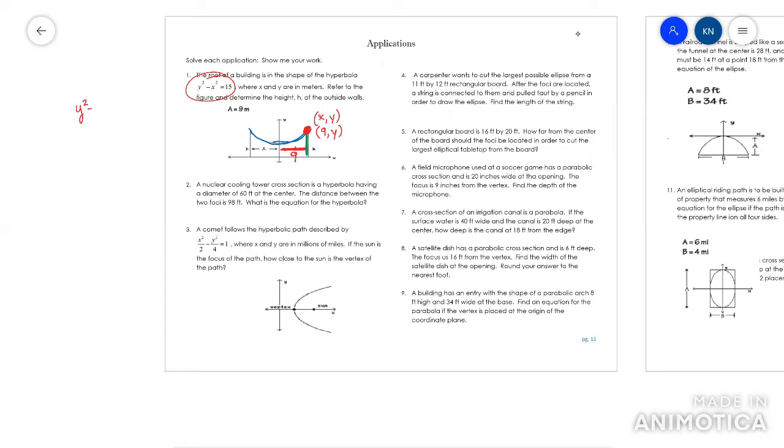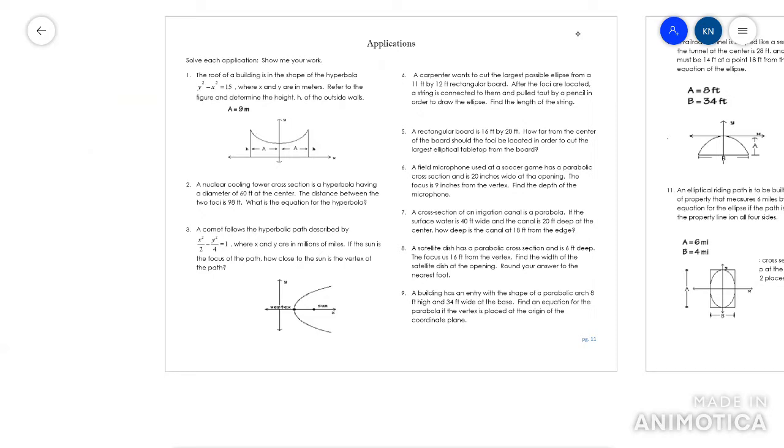So it'd look like this: Y squared minus 9 squared equals 15. Y squared minus 81 equals 15. Y squared equals 96. So Y is the root of 96, which is about 9.8. And meters, because that's what we're referring to here. So the height of that green wall is 9.8 meters. Okay, let's look at the second one.